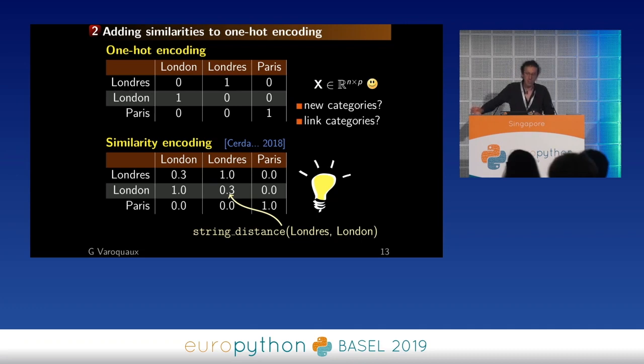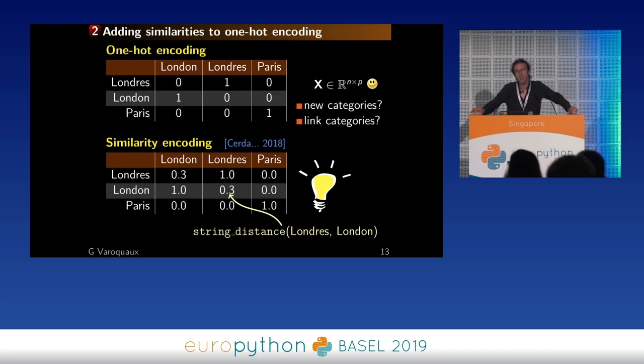So the first work we did with Patricio Cerda, and I should stress that this part is really the work of Patricio Cerda, who's doing a PhD in my group. The first thing that we did is that we took one-hot encoding and we relaxed it. Basically, instead of having zeros and ones, we added string distances between the representations of the categories, and we encoded with string distances instead of zeros and ones.